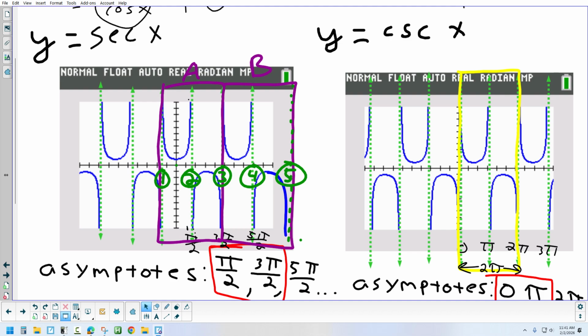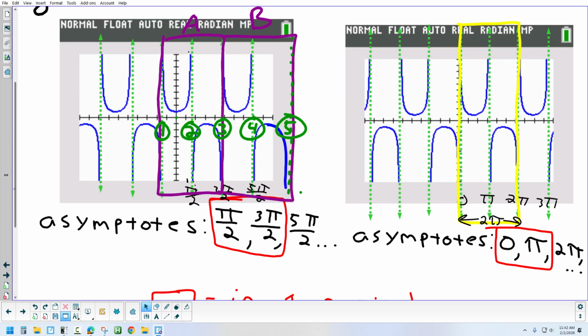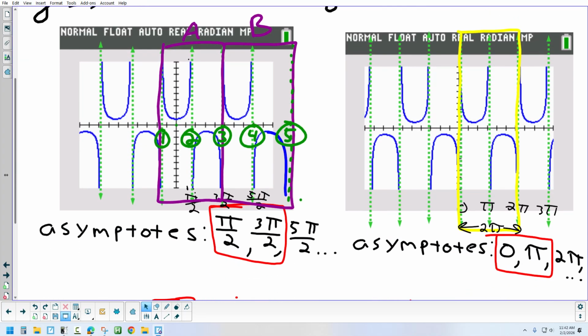What else? Let's look at secant, the graph on the left. What are the first 2 asymptotes that are not negative? They occur at what 2 numbers? Pi over 2, 3 pi over 2. We need to remember that. We're going to put that in a table. What are the first 2 asymptotes that are not negative for cosecant, the graph on the right?